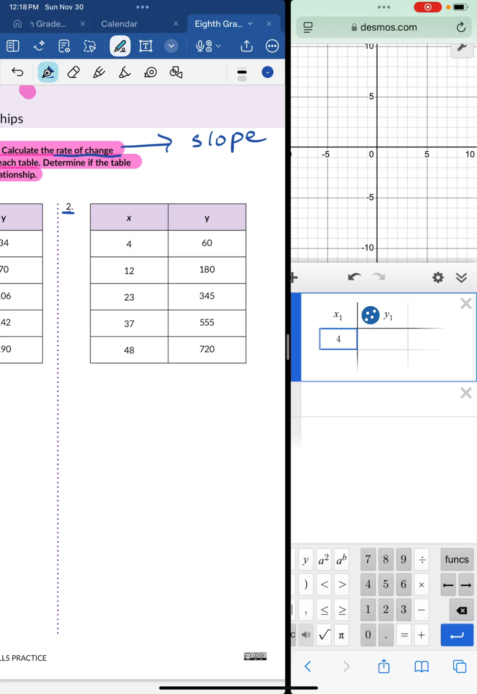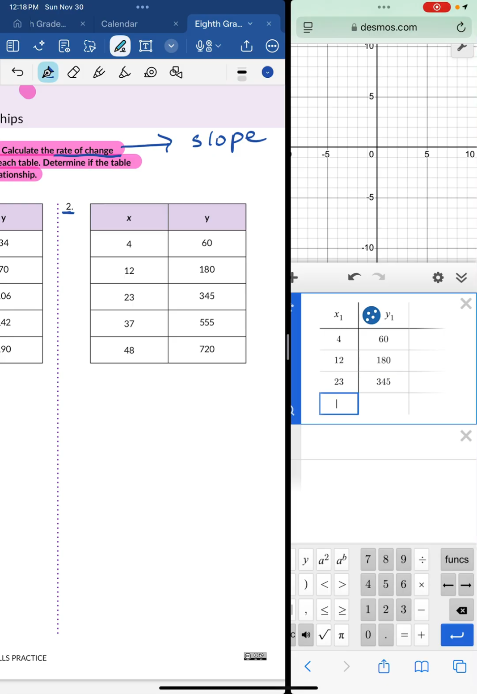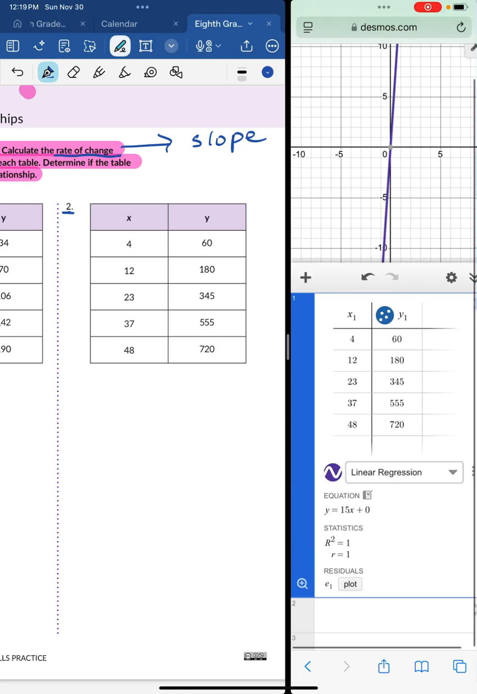So I've got 460, 12, 180, 23, 345, 37, 555, 48, 720. Now let's show it on the graph.